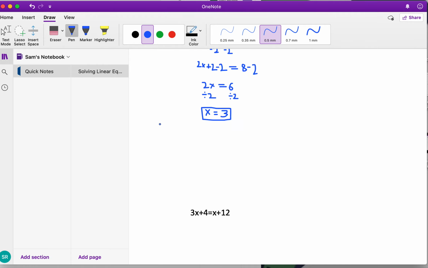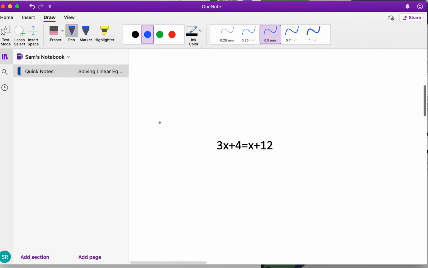Next, let's go into this problem. 3x plus 4 is equal to x plus 12. So now we actually have variables on both sides. So it's going to be a multi-step problem where we have to isolate both our x's and our integers. So first, let's take care of our x's. So what do we do first? Do you guys remember? Take a second to maybe think about it.